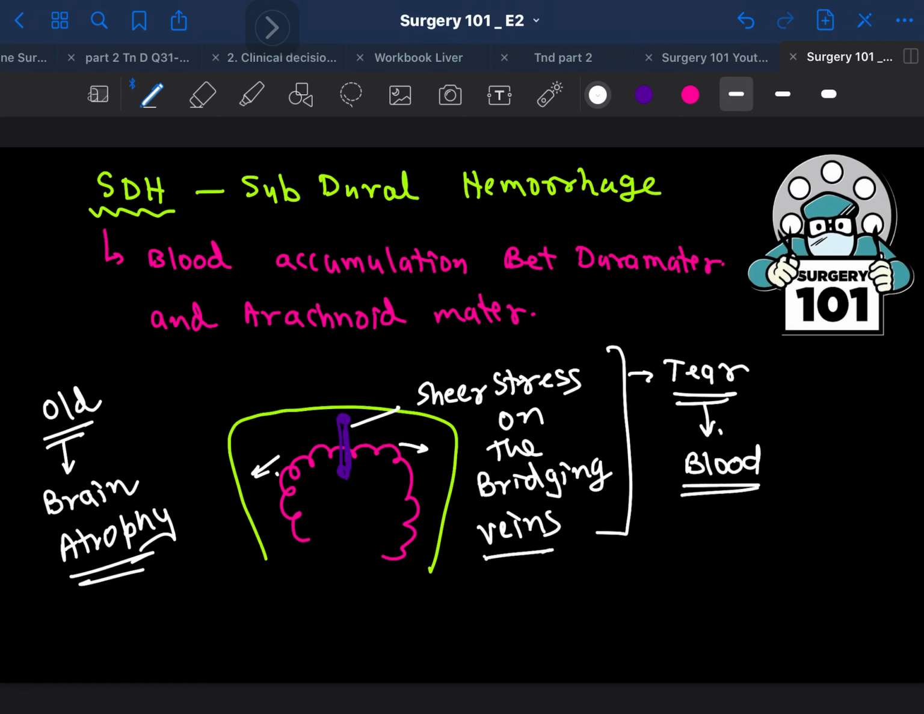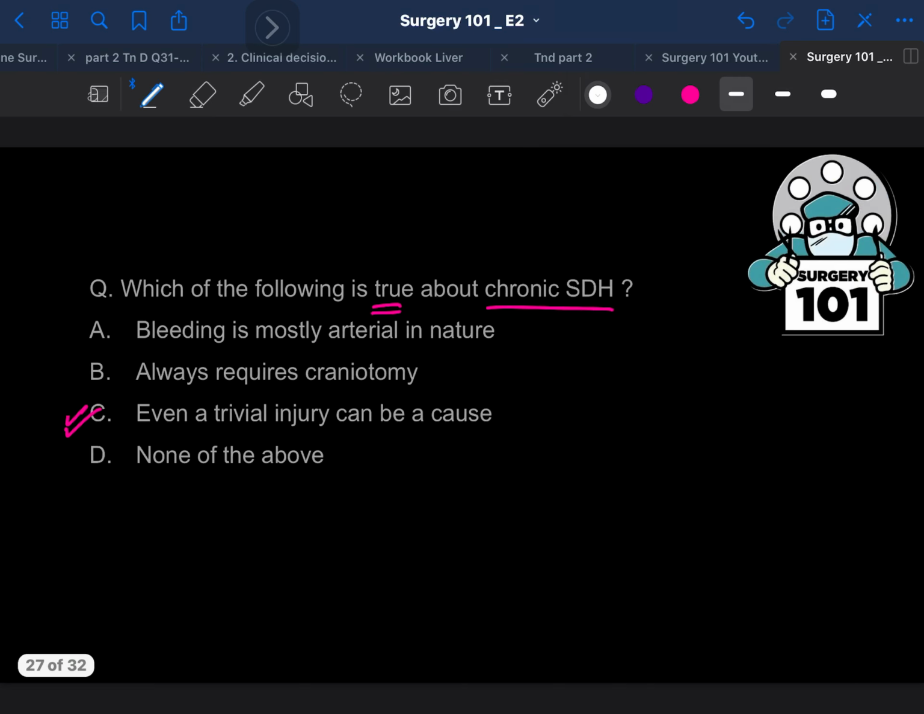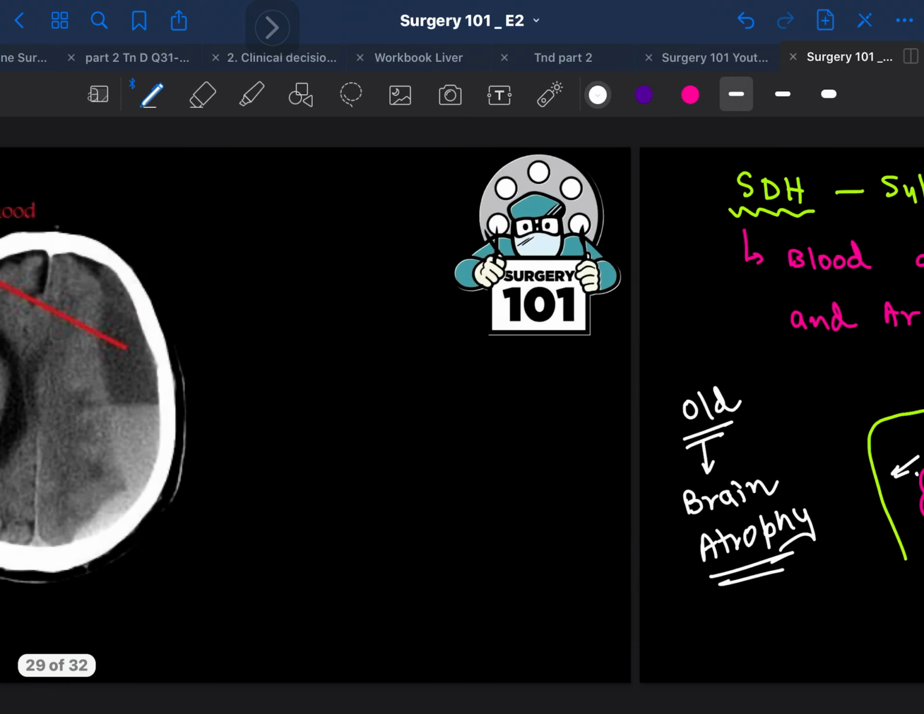So as you can see, these are the bridging veins. So whatever blood is accumulated, it is venous blood. It is venous blood, it is not arterial blood. I hope you understand this point. It is venous blood which you have over here. So this makes the statement "mostly arterial in nature" wrong. No, it is venous in nature.